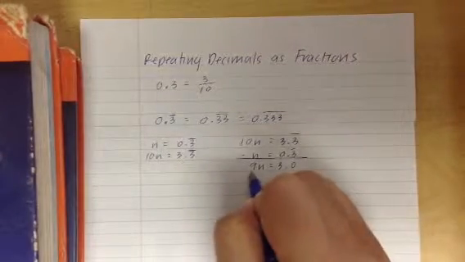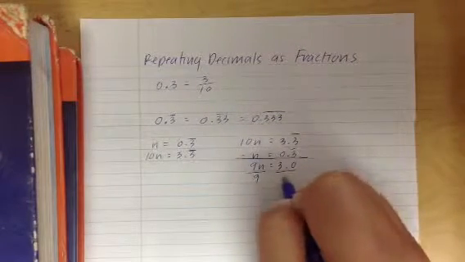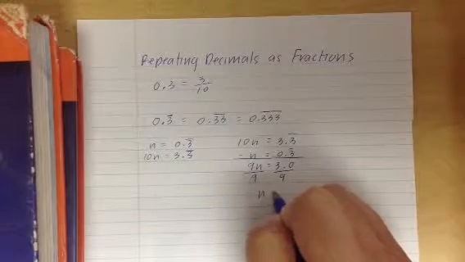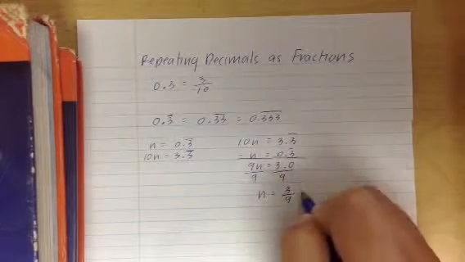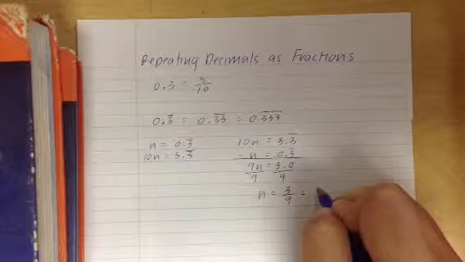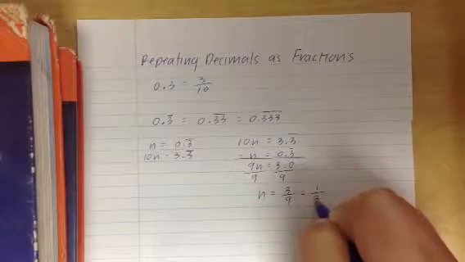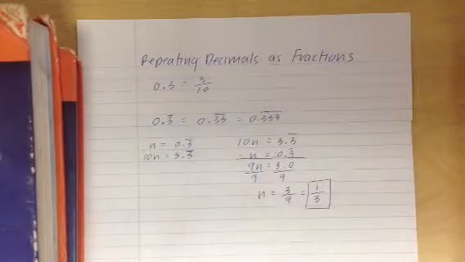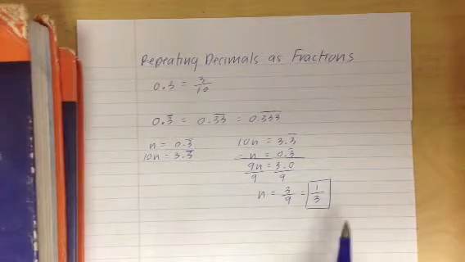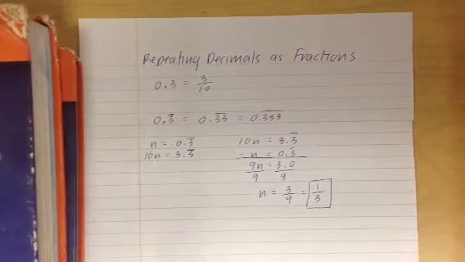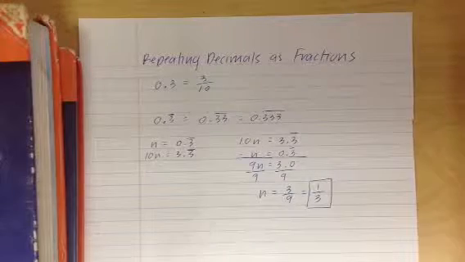And all we have to do now is isolate the variable by dividing both sides by 9. My n is equal to 3/9, or if you reduce it all the way, dividing by 3, you get 1/3. Okay, so if you plug that into the calculator, you'll get 0.33333 repeating. So let's try one with 2 digits.